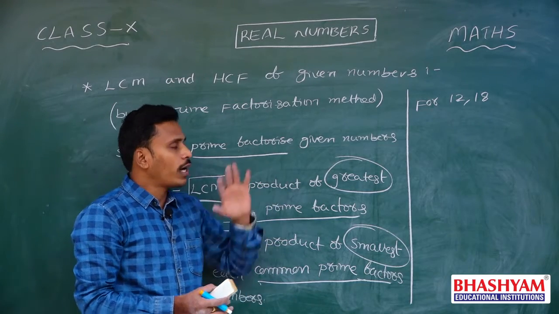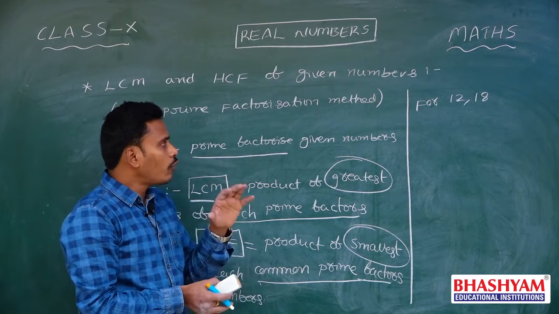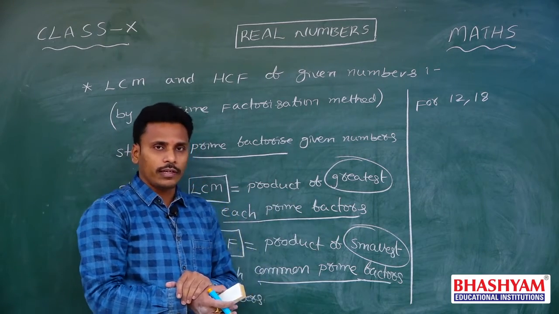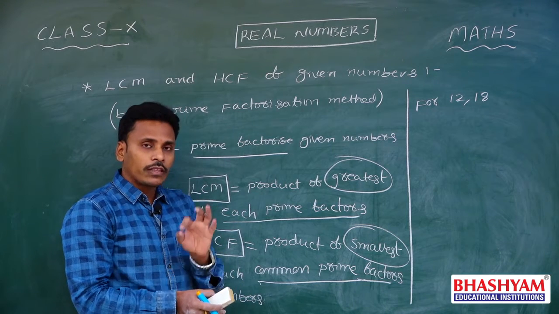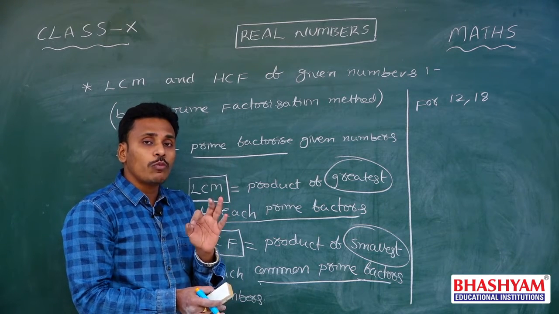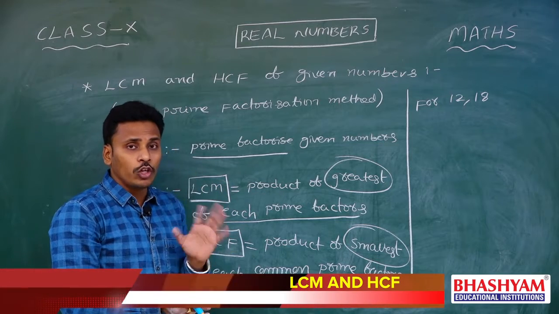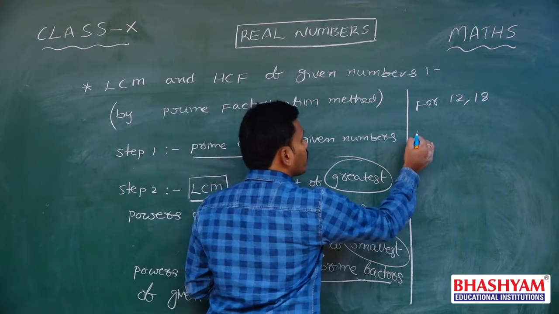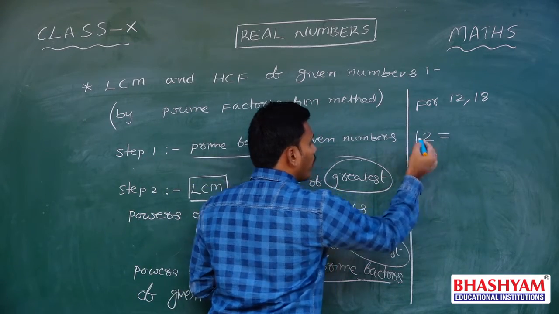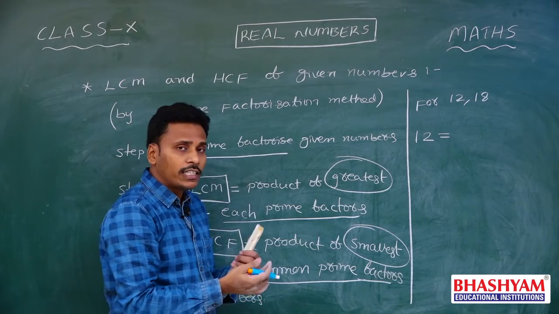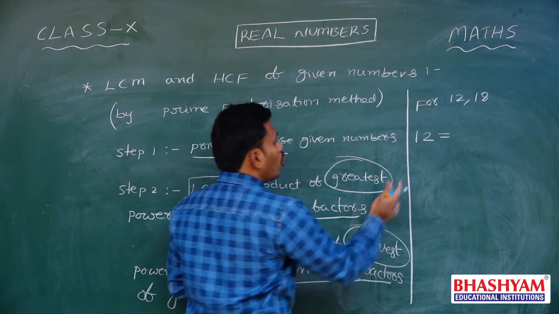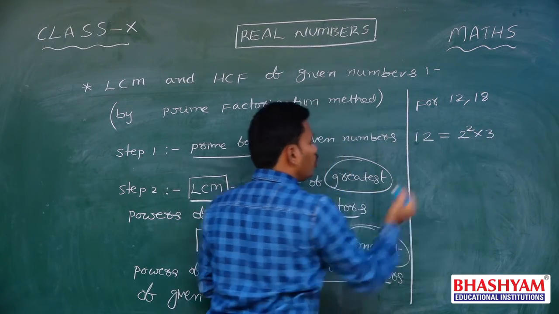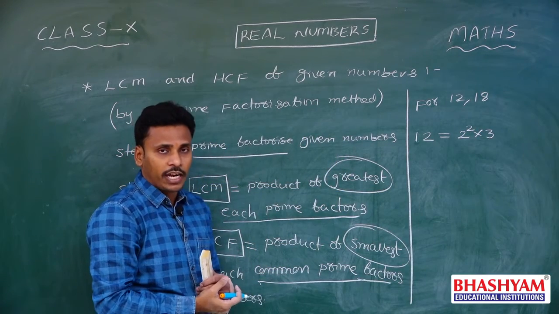Now, look at the numbers 12 and 18. We need to find the LCM and HCF for the numbers 12 and 18. What is the first step? The first step is to prime factorize 12 and 18. So I am writing here, 12. 12 is 4 into 3, and that 4 is 2 square. So the prime factorization for 12 is 2 square into 3. There ends the prime factorization for 12.